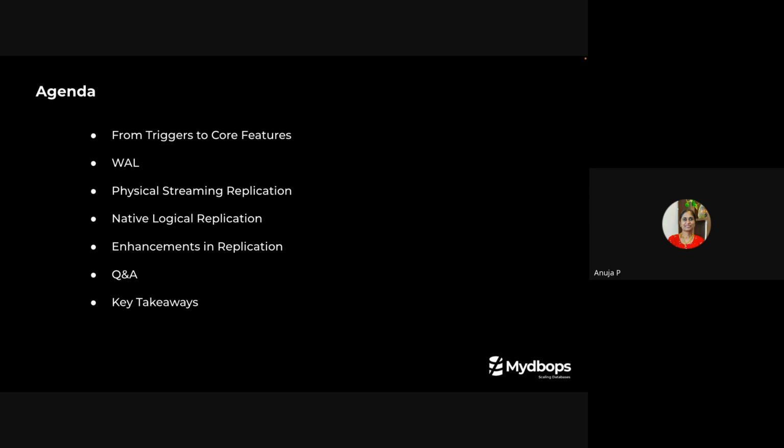So the agenda for today is how replication has evolved from a trigger-based system to a core feature. And since replication uses a WAL file, we'll be having a discussion on WAL and its architecture. And then comes the introduction to physical streaming and logical replication, and what were the further enhancements in replication, and a few questions and answers will be discussed, and the key takeaways.